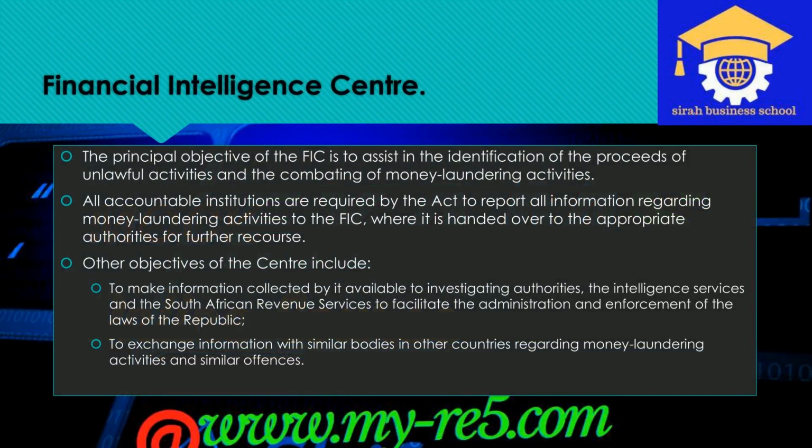Financial Intelligence Center. The principal objective of the FIC is to assist in the identification of the proceeds of unlawful activities and the combating of money laundering activities. All accountable institutions are required by the Act to report all information regarding money laundering activities to the FIC, where it is handed over to the appropriate authorities for further recourse.